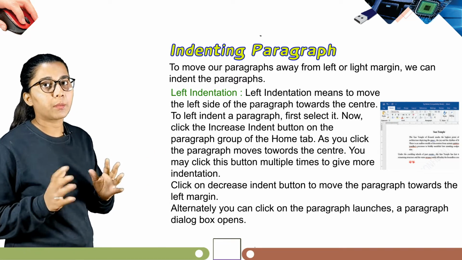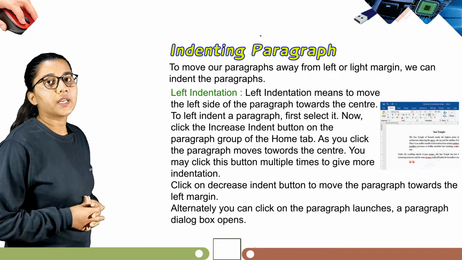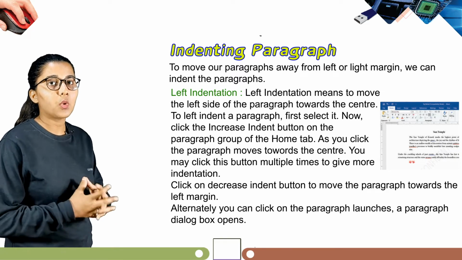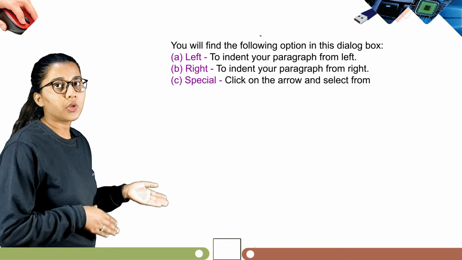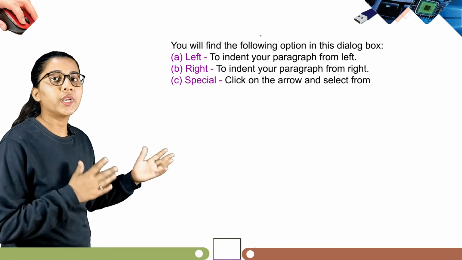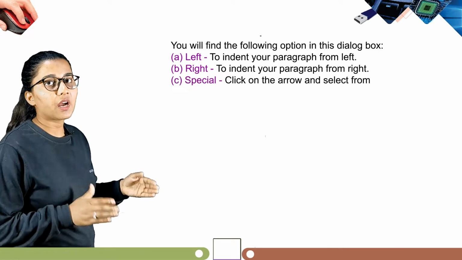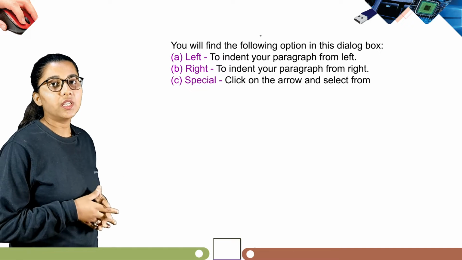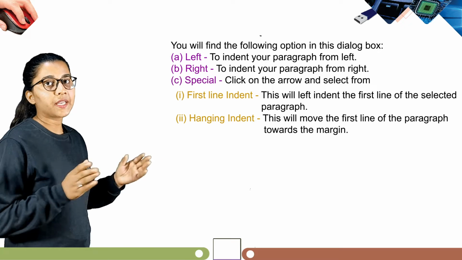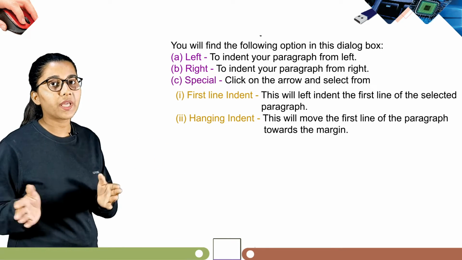Click on the Decrease Indent button to move the paragraph towards the left margin. Alternately, you can click on the Paragraph dialog launcher. A Paragraph dialog box opens. You will find the following options in the dialog box. A, Left, to indent your paragraph from the left. B, Right, to indent your paragraph from the right. C, Special, click on the arrow and select from First Line indent. This will left indent the first line of the selected paragraph.